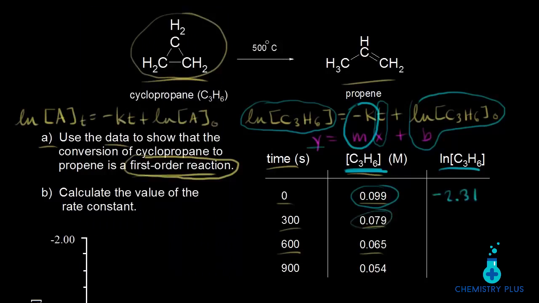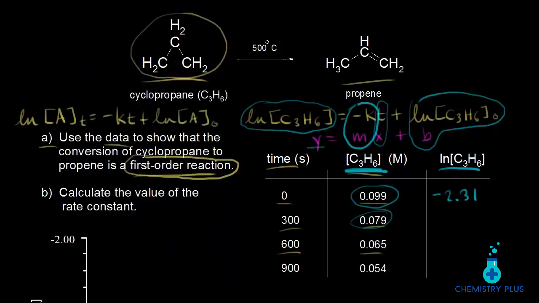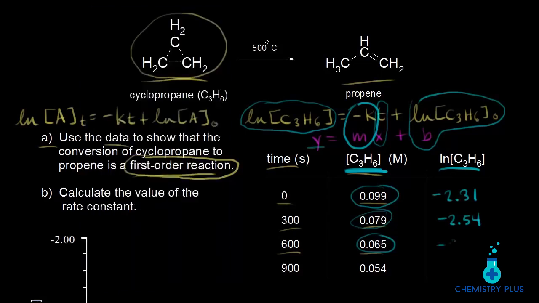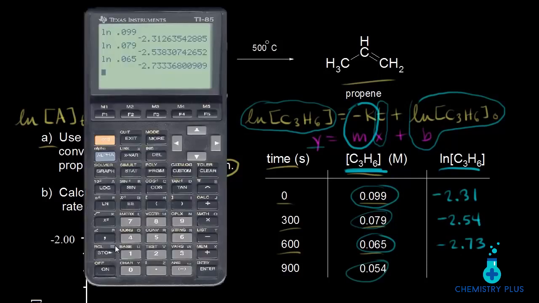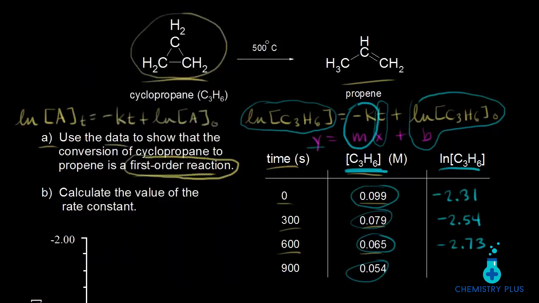Next, the natural log of 0.079, and we get negative 2.54. Next, natural log of 0.065 gives us negative 2.73. And then one more. The natural log of 0.054 is equal to negative 2.92.